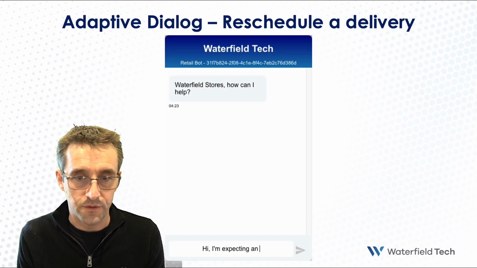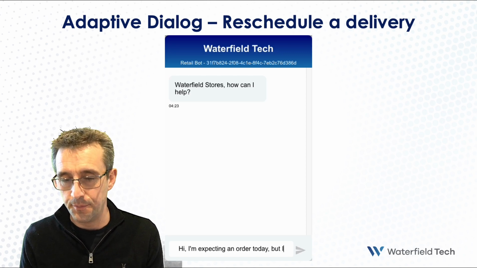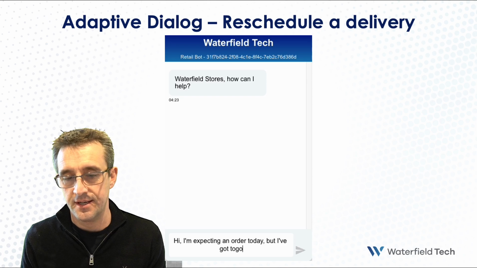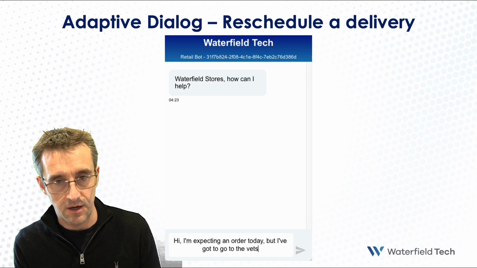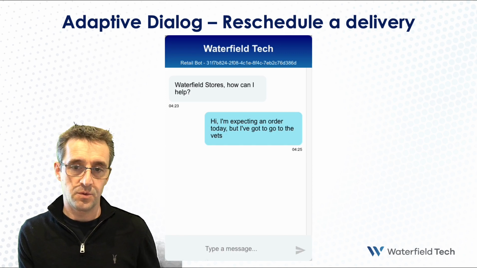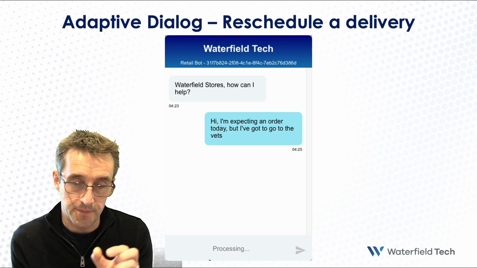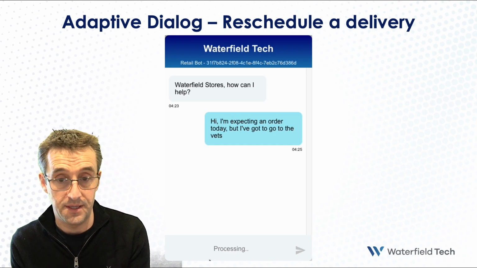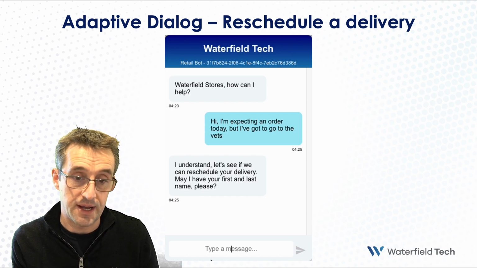I'm just going to kick it off. Hi, welcome to Waterfield Stores. How can I help? And I'm going to say, I'm expecting an order today, but I have to go to the vets. And the reason I'm doing this is because I want it to be quite vague. I want the bot to have to work and reason over what I'm saying here to understand what I'm trying to say. So it's actually got to work out, I'm expecting an order, but I'm not going to be there because I'm somewhere else. And it's got to basically work that out to be a reschedule. And it's done that too.